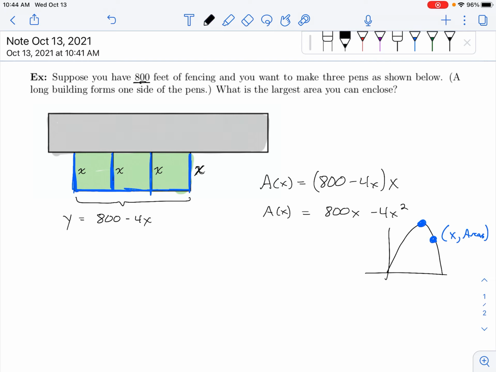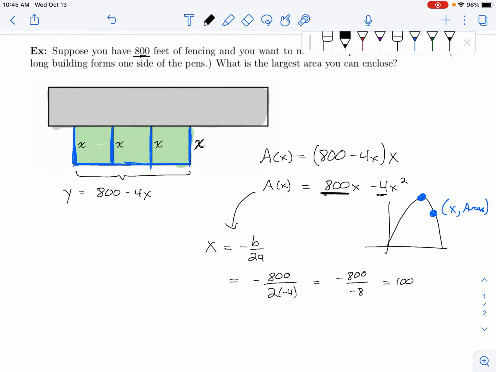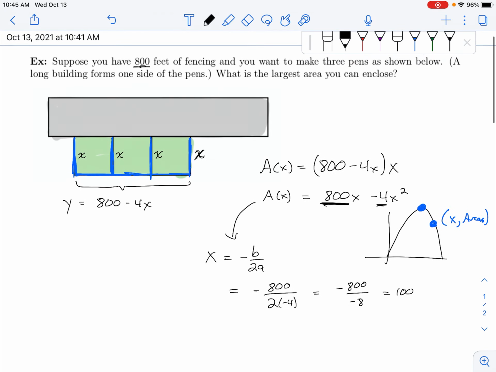So you find the vertex by doing X is minus B over 2A. In this case, B is the coefficient with X, so B is 800. And A in this case is negative 4. So you wind up with negative 800 over negative 8, which is 100. So that tells you X should be 100 to maximize the area.